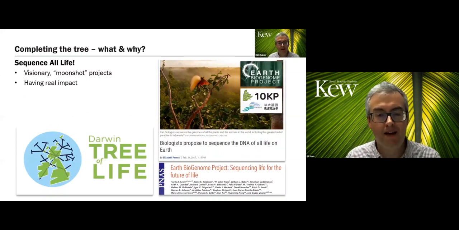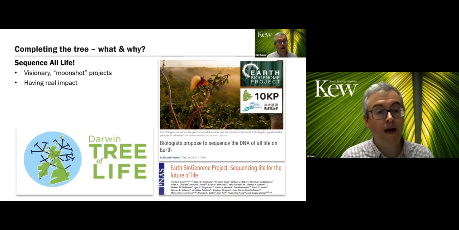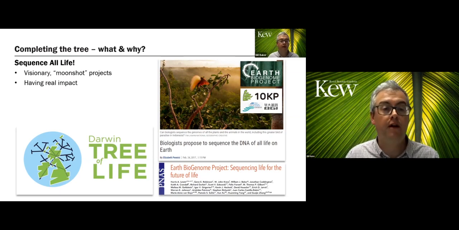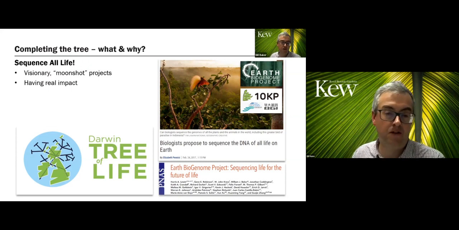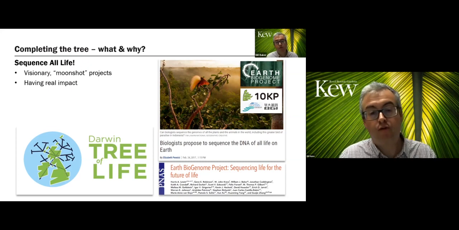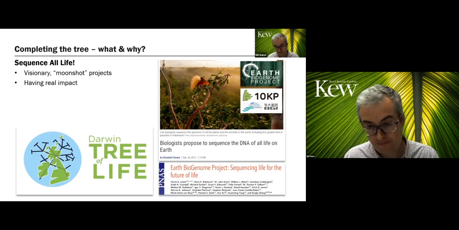So where are we heading right now? Well, I guess the most famous project at the moment is the Earth Biogenome Project, and sitting within that, the UK's own Darwin Tree of Life Project. Both of these projects are all about sequencing all life. They're visionary moonshot projects, really impactful, where the aspiration is, in short, to generate gold standard whole genomes for every living thing on the planet.